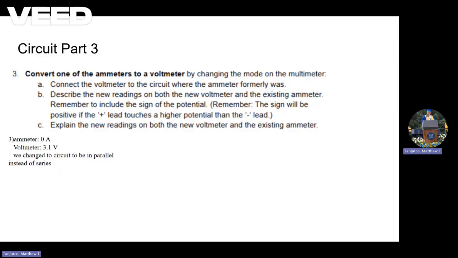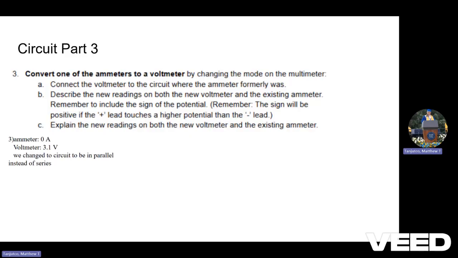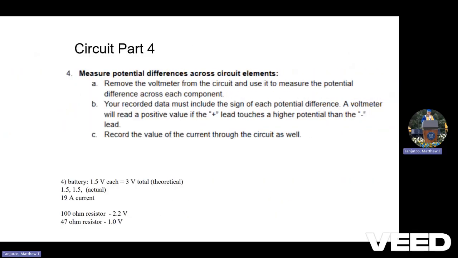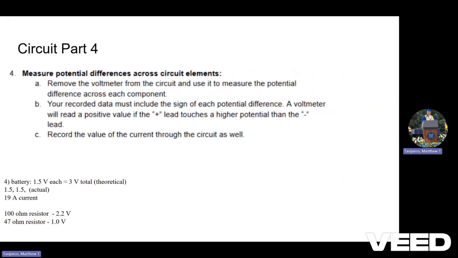So after we converted the ammeters to voltmeters and went from 0 amps to 3.1 volts, we changed the circuit to be in parallel instead of series to get these new actual answers. And then for part 4, we measured the potential difference across circuit elements. So for the battery, it was 1.5 volts each, theoretically 1.5 each, but 3 volts in total. 19 amps was the current between these batteries.